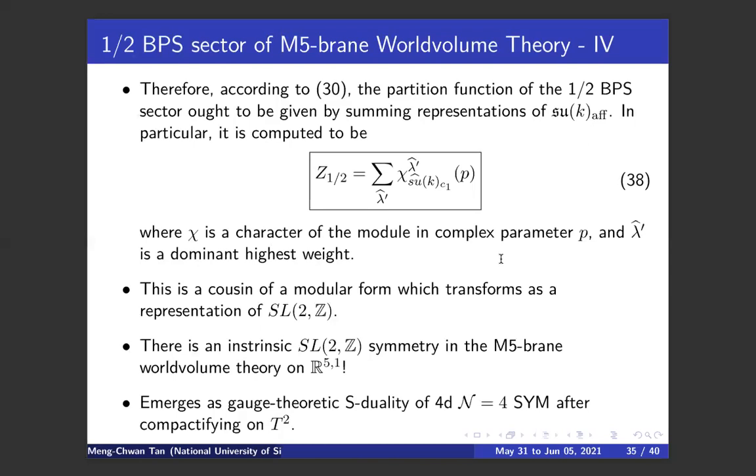So we see there's an intrinsic SL(2,Z) symmetry in the M5-brane volume theory on R^{5,1}. It's hiding somewhere inside. There's a symmetry even in the BPS sector. And to see it emerge explicitly, it emerges as gauge theoretic S-duality of 4D N=4 after you compactify on T2. So that's how it actually emerges explicitly in a lower dimensional theory.